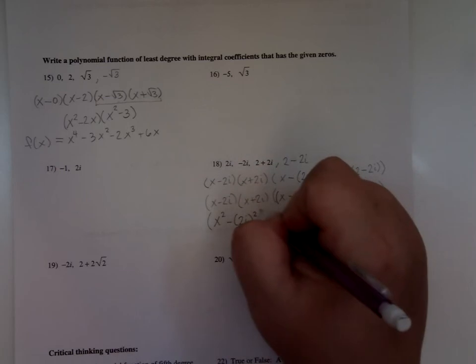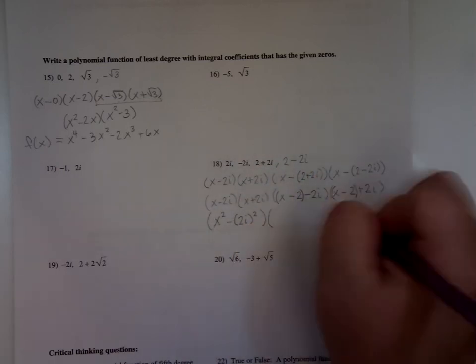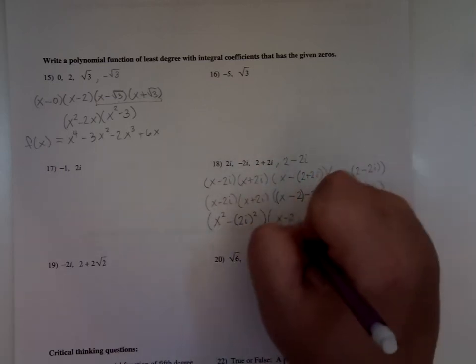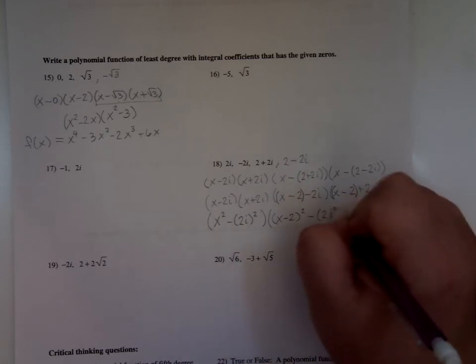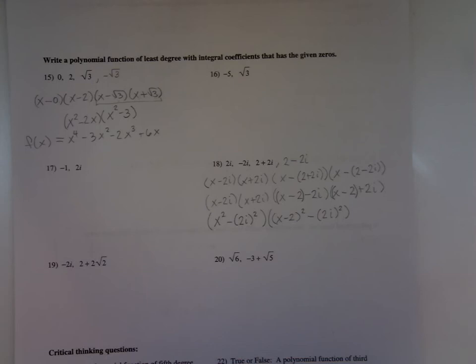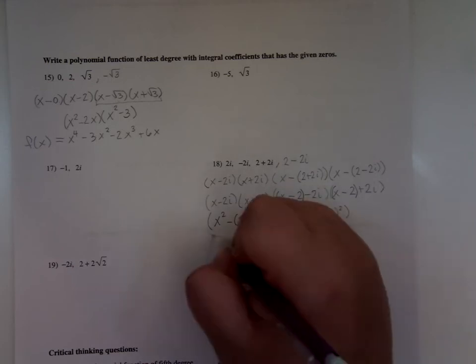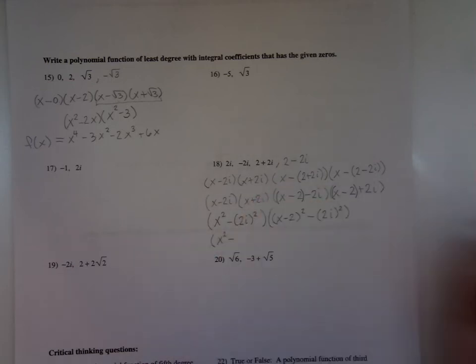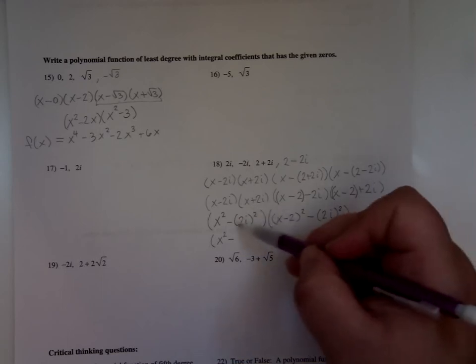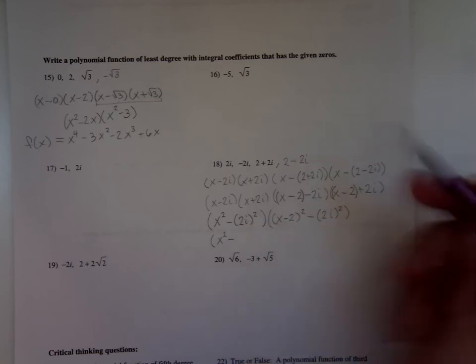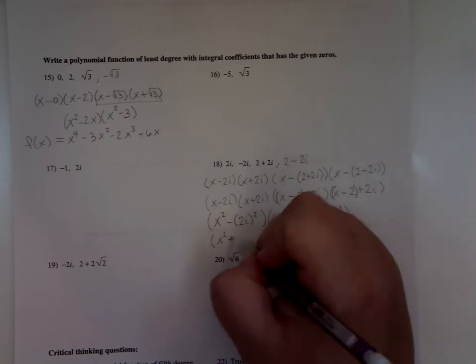And then this is going to be x minus 2 squared minus 2i squared. These problems get tedious sometimes. Okay, so what have we got? Well, we've got x squared minus 2 squared is 4, and i squared is negative 1. So this is negative 4 here. So we've got minus negative 4. So that's going to be a plus 4 in there.